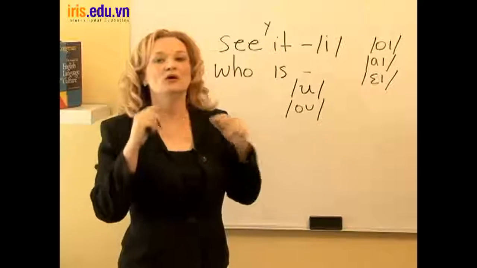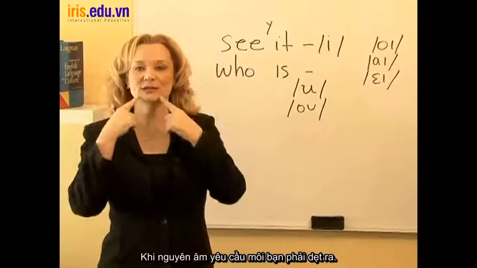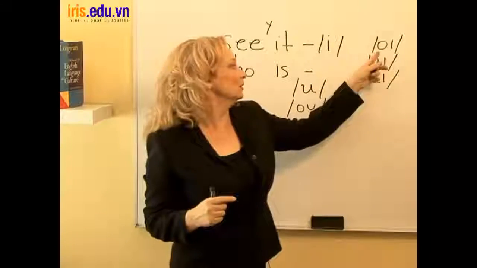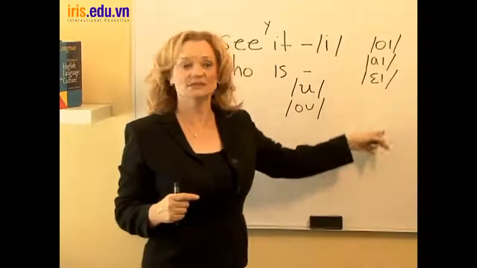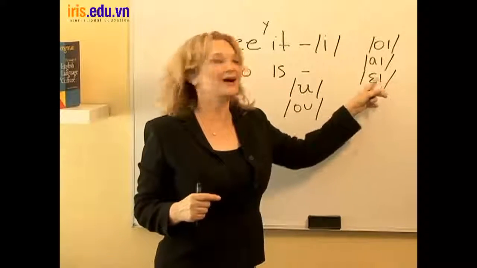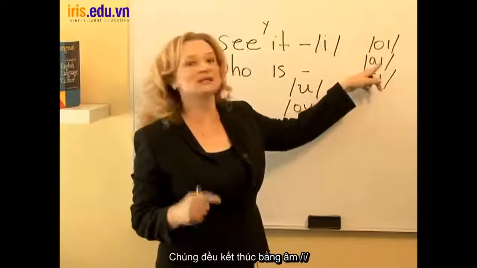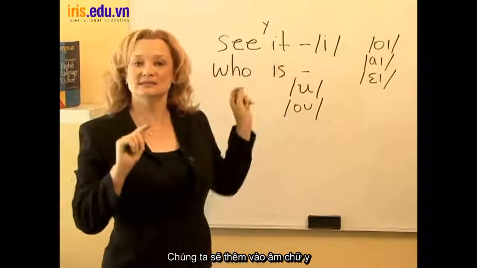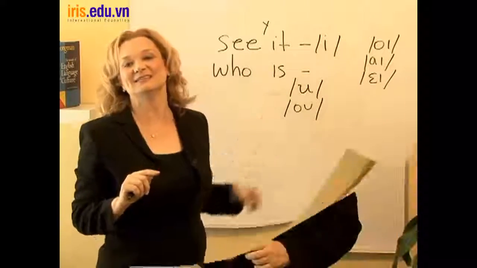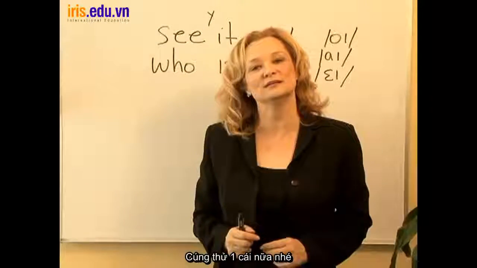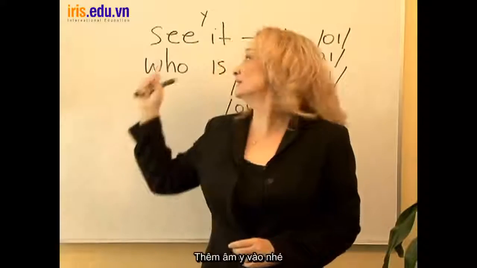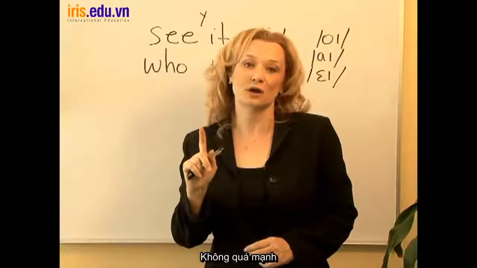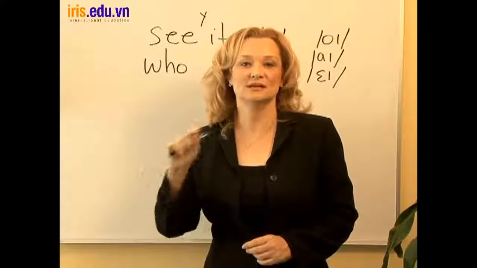Here's a rule. When the vowel requires your lips to be flat, for example the vowel E, or OI, these are diphthongs here, OI, A, I, they all end with that E sound. We're going to do that Y sound. One more time, see yit. Let's try some more words. Very interesting. Let's put a little Y in there. Very yinteresting. Not too strong. Just a little bit.